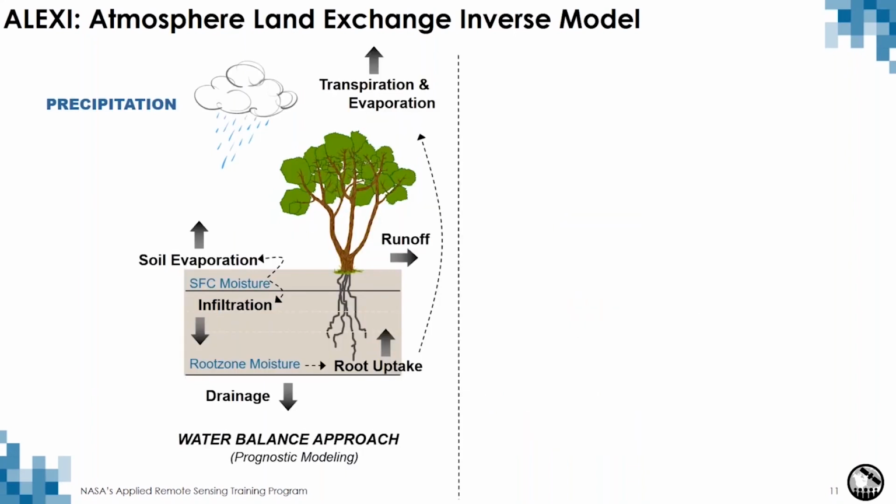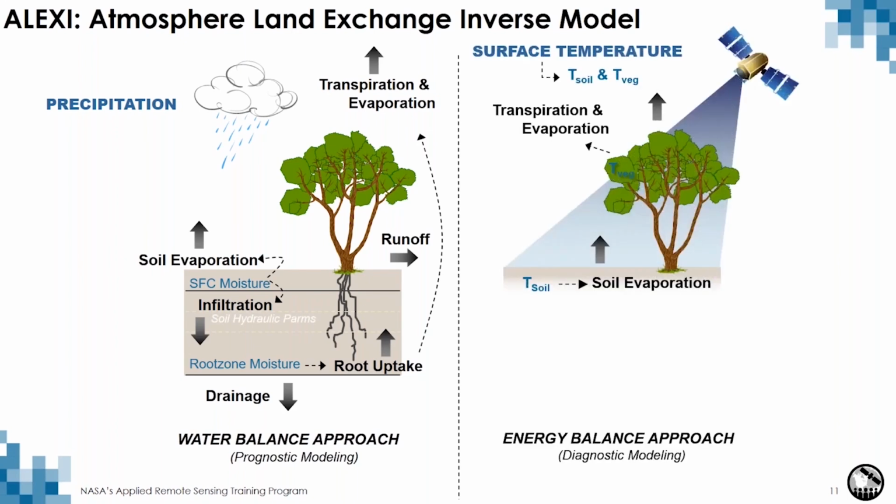So one more way of looking at this: what you see here on the left is a water balance approach. Think of this as when we were talking about land surface models and land data assimilation systems, these are all the physics we had to try to parameterize, mainly driven by the precipitation, and understanding how all of these systems interact to be able to estimate transpiration and evaporation.